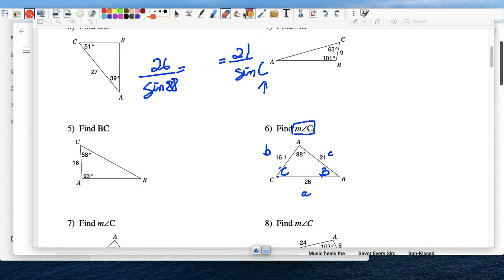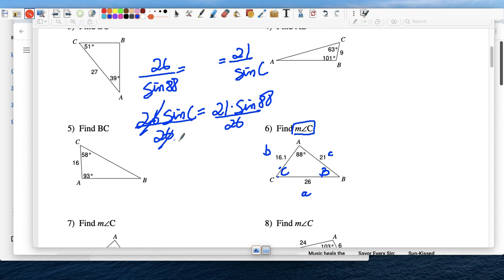And there's our proportion. It's going to be a little bit different because we're going to have to use the inverse of sine, because we're looking for the angle. So let's cross multiply and see what that looks like. 26 sine of angle C equals 21 times sine of 88. I'm going to divide both sides by 26.